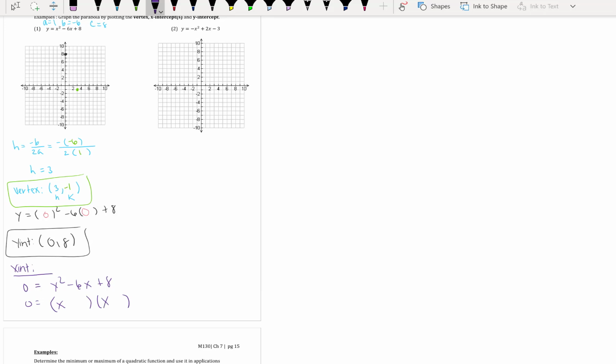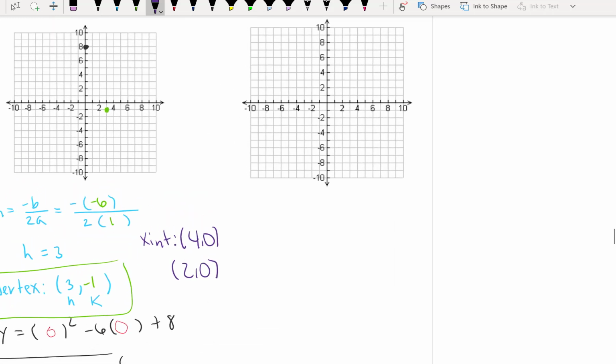So here I have x times x. For my 8, that would be 4 and 2 if they're both negative. So x is equal to 4 and x is equal to 2. So now I have that my x-intercepts are (4, 0) and (2, 0). So those are now my x-intercepts. So if I have (4, 0) and (2, 0), my graph you can think of as more or less looking like that.